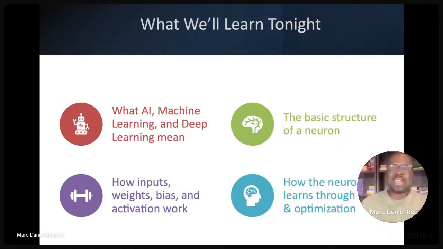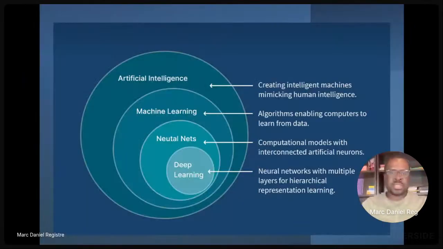What we'll learn tonight is what AI, machine learning, and deep learning mean. We'll go into the basic structure of a neuron. We'll also look into how the inputs, weights, and biases work, these terms that you've heard, and even if you're not familiar with them, don't worry. By the end of tonight, you will be. And we'll also look into how a neuron learns through the loss function and optimization. If you're not getting what these keywords are, don't worry about it. We'll get right into it as we go along.